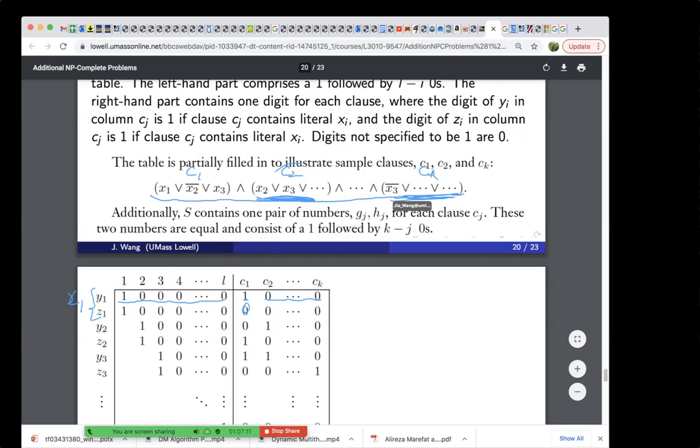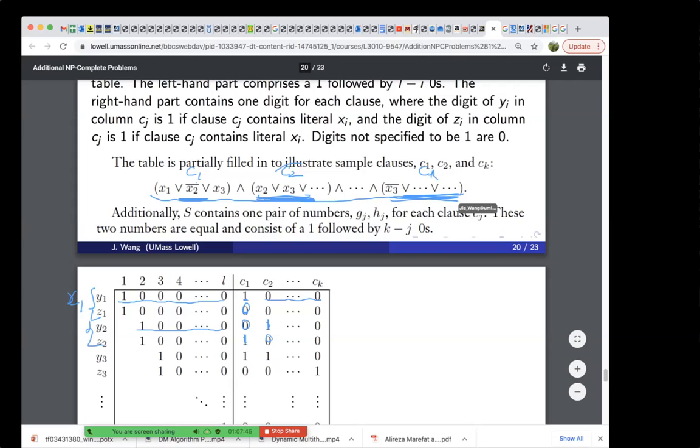And then we look at X2 here. So the first part is 1 followed by L minus 2 zeros right here. And then X2 bar is in C1. So that means that the bar is denoted by Z2. So this is 1 and this is 0. And then you look at C2, we know X2 is in C2, so that's why this is 1, and this is 0. Now look at the last one.